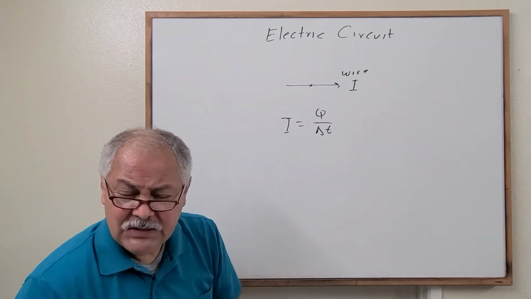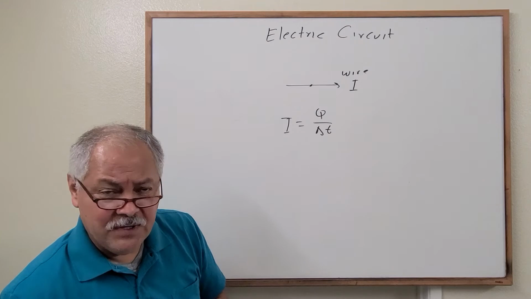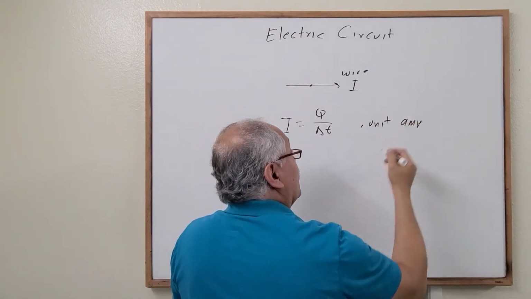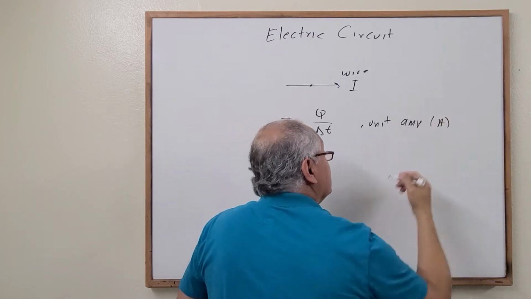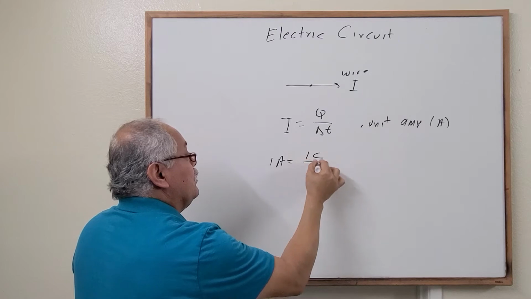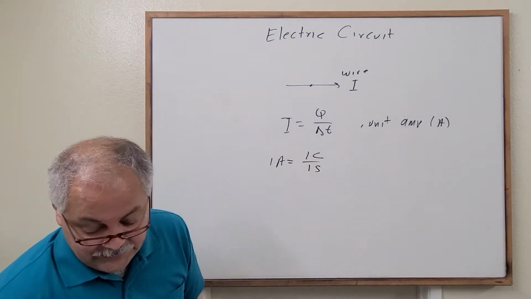It's a new quantity, so it has a unit. The unit is called amps or ampere. The unit for current is amp or ampere, symbol A, right? So 1 amp is equal to 1 coulomb per 1 second, coulomb per second.